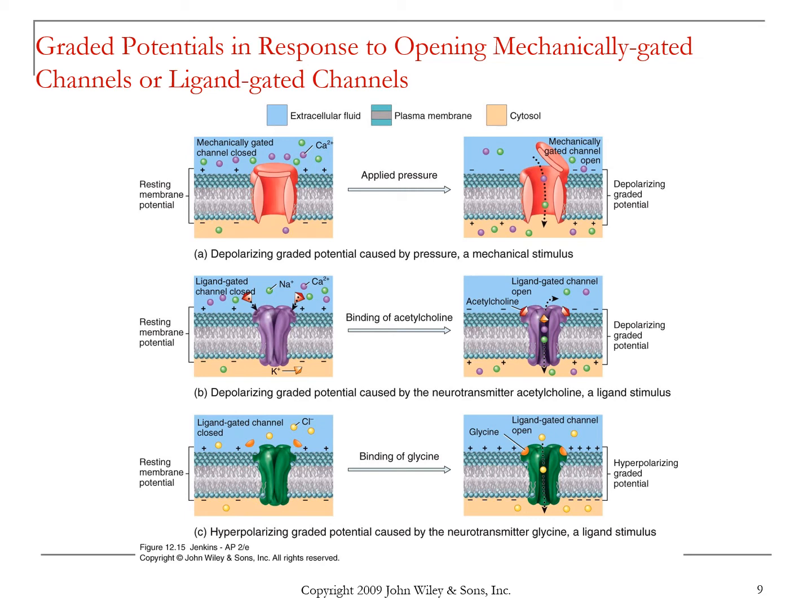In the bottom image, we have a different neurotransmitter, glycine, binding to a ligand-gated channel. In this case, it caused chloride ion to diffuse into the cell. Now, chloride ion is negatively charged, so when it diffuses in, it actually makes the membrane more negative on the inside and therefore has created a hyperpolarizing graded potential.